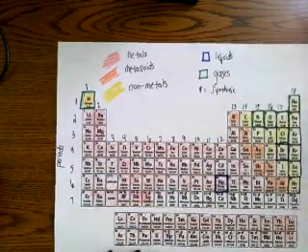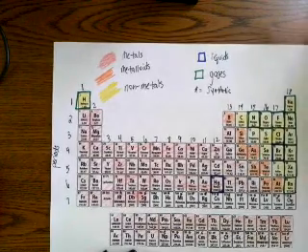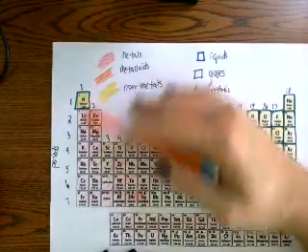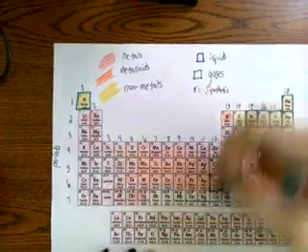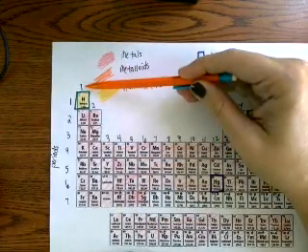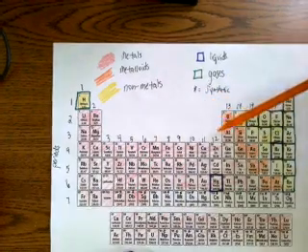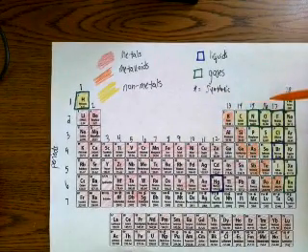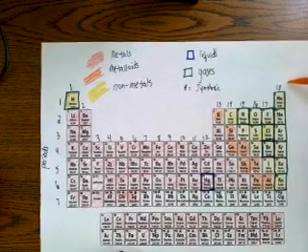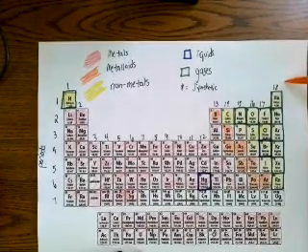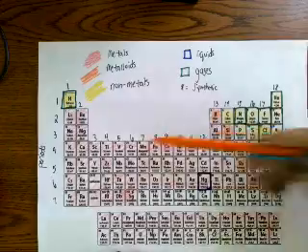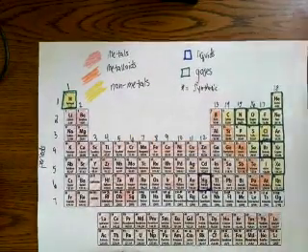The second thing we're going to do is label the groups or families. The groups or families are the ones that go up and down, and there are 18 from start to finish. So 1, 2, 3, 4, 5, 6, 7, 8, 9, 10, 11, 12, 13, 14, 15, 16, 17, and 18 is all the way over here on the right. So periods go across, families go up and down.